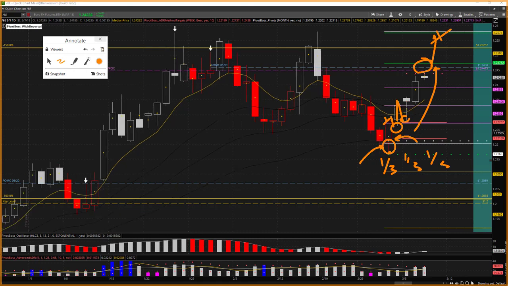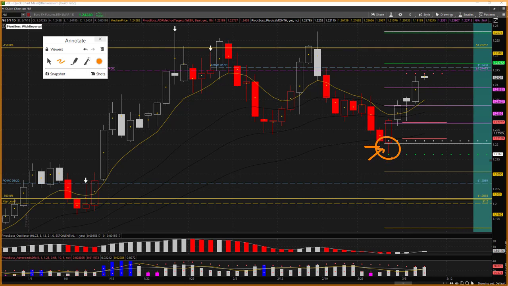But this was another one, again, where we had it right at the moment where it was rejecting, and this is one of those times where you can enter that trade at the outset. So very, very nice movement.